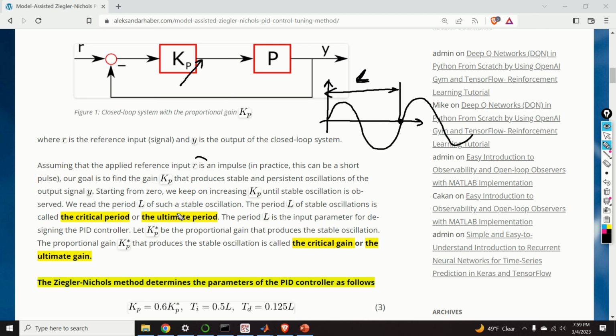This period is also called the critical period or the ultimate period. And this period L is an input parameter for the design of the PID controller. Another input parameter is the critical value of the proportional gain that produces the stable oscillations. And this gain is called the critical gain or the ultimate gain.